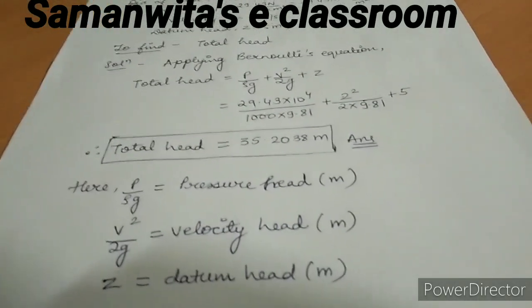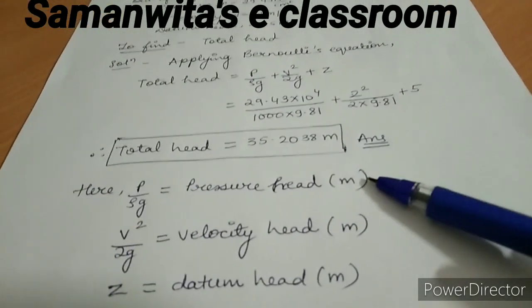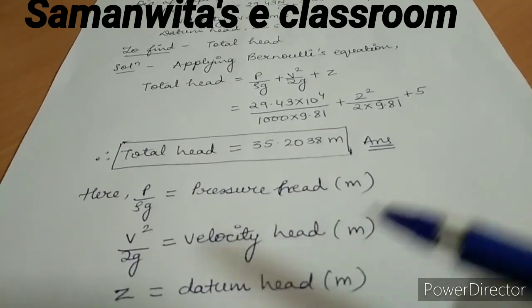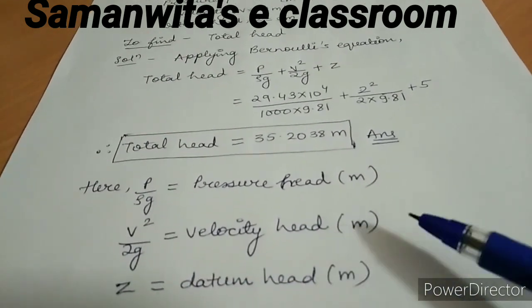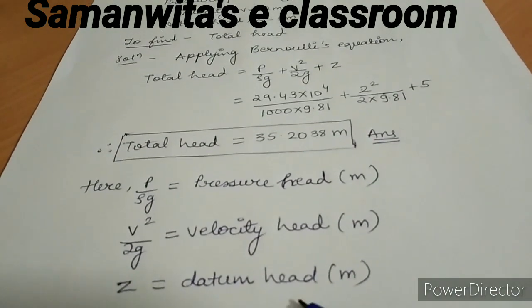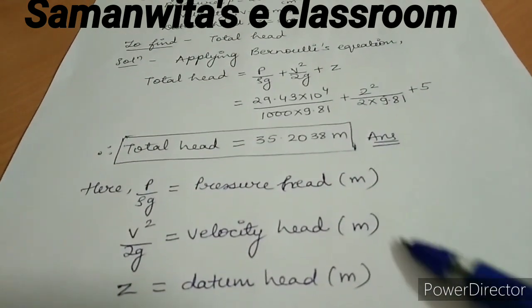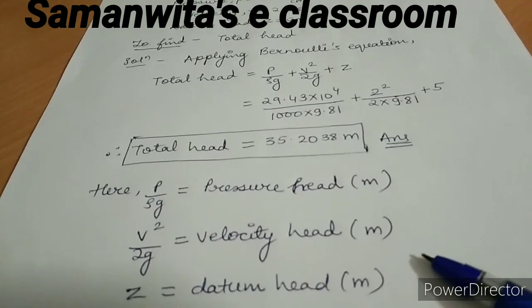Here P upon rho g is called the pressure head, whose unit will be meter. V square upon 2g is the velocity head, whose unit will be meter, and z is the datum head, which is in meter. These terminologies we have already discussed while deriving Bernoulli's equation.